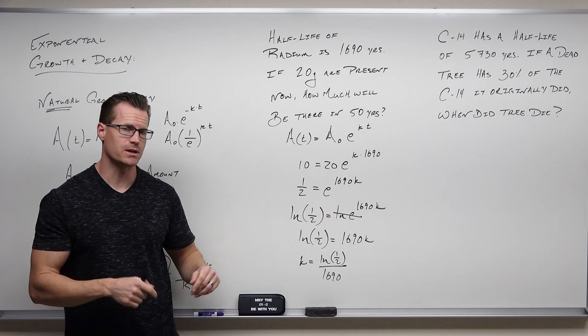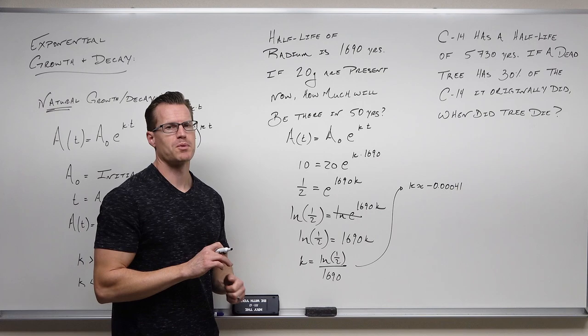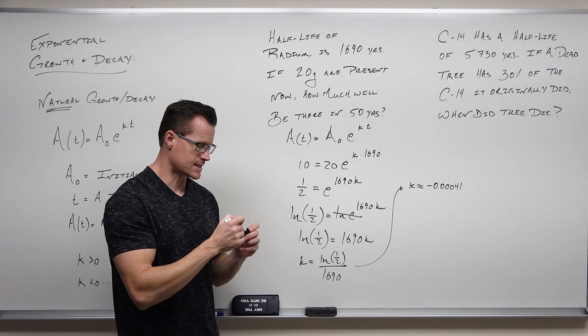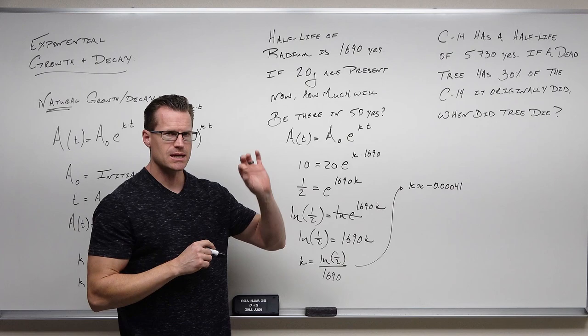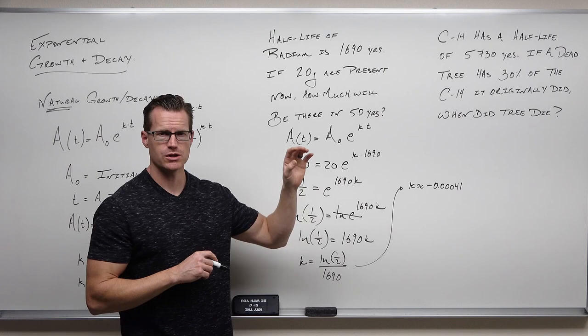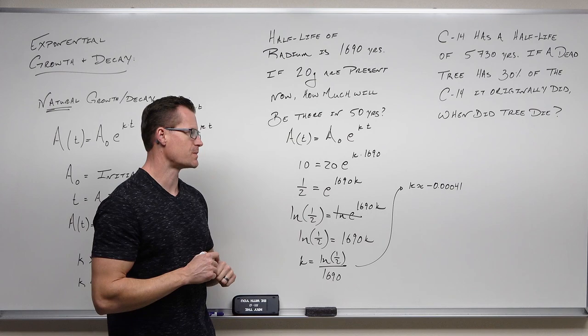Be careful with your calculators. Make sure you have parentheses after that 1/2. You want to press ln, 1/2 in parentheses and then divide by 1690. I got negative 0.00041. If you get that e to the exponential scientific notation, just remember that moves your decimal to the left if it's negative. So we move left 4 spaces and we get this 0.00041.